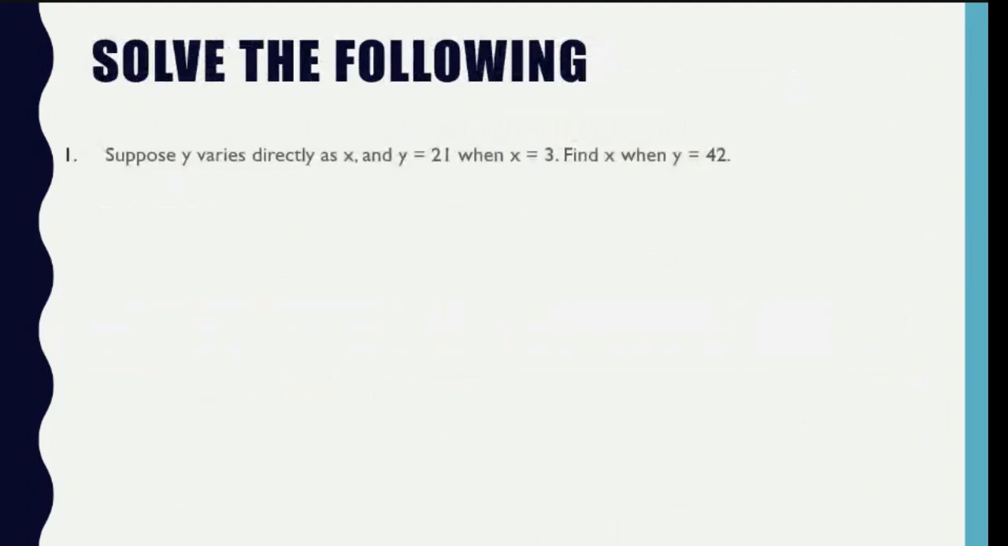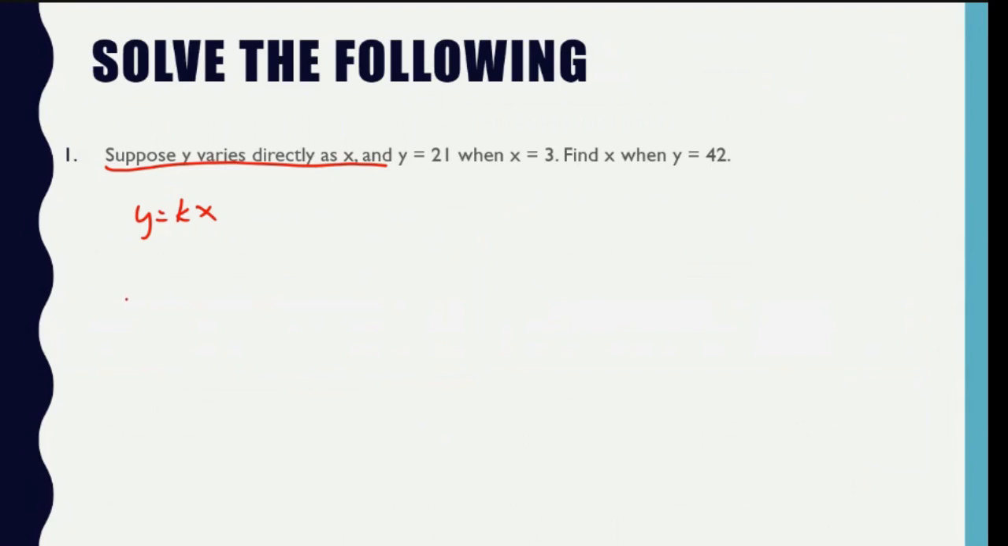Now, let us solve. Suppose y varies directly as x and y is 21 when x is 3. Find x when y is 42. Okay? So, the given here is y varies directly as x. So, y is equal to kx.